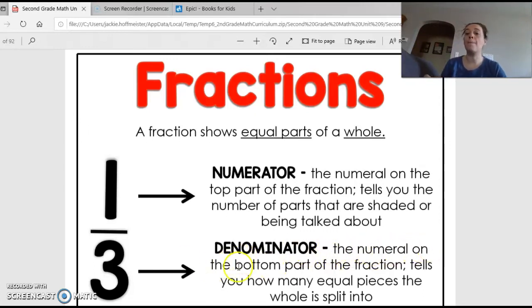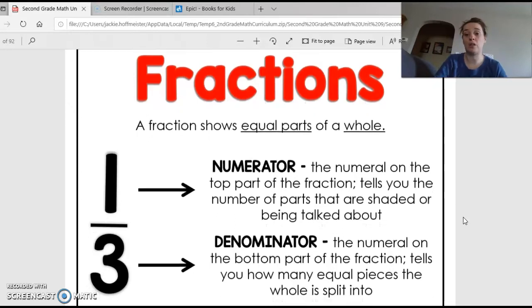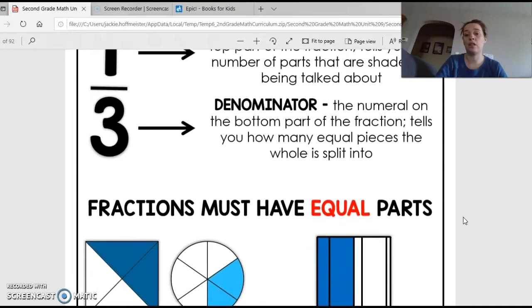The numeral on the bottom part of the fraction, down, tells you how many equal pieces the whole is split into. Numerator's on the top, and it tells you how many we're talking about or how many are shaded. The denominator is down on the bottom, and it tells you how many pieces the whole thing is split up into. We're going to scroll down here just a little bit.